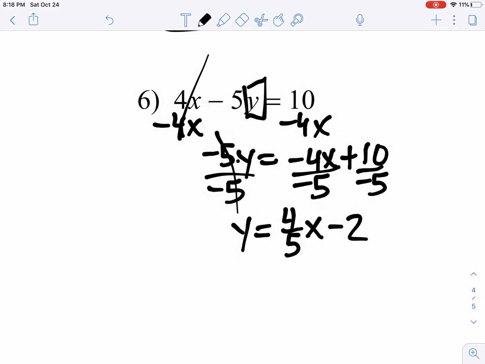Now, what's the slope of this guy? It's in its y equals mx plus b form. What's the slope of this guy? 4/5. So 4/5 is in front of the x, so that's my slope.